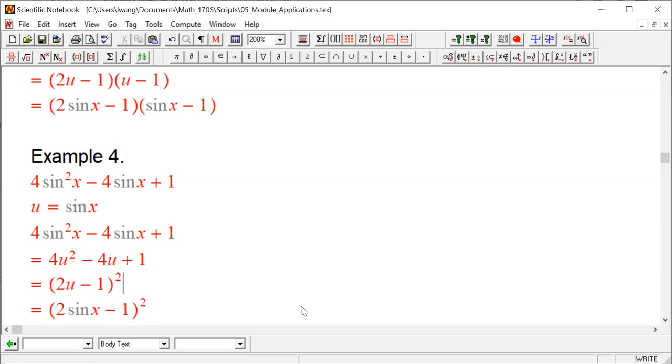So that's all for applications of factoring trinomials in the field of trigonometry.